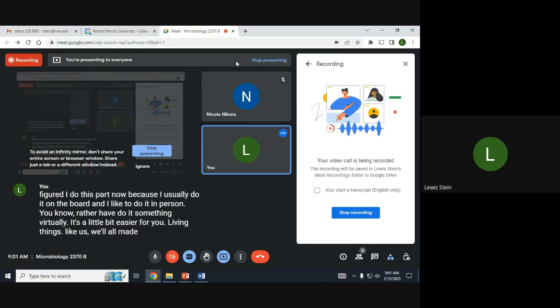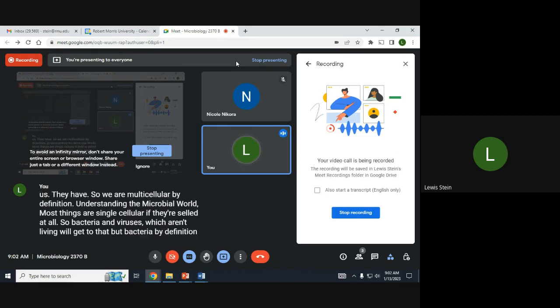Living things, like us, are all made out of cells. Living things, by definition, not us; we're obviously macroscopic, you can see us. We're made out of cells, so we are multicellular by definition. Understand that in the microbial world, most things are single cellular if they're celled at all. Bacteria and viruses, which aren't living, we'll get to that. But bacteria, by definition, are single celled, so obviously you couldn't see them with the naked eye, so they have to be microbes. Cell wall or not.